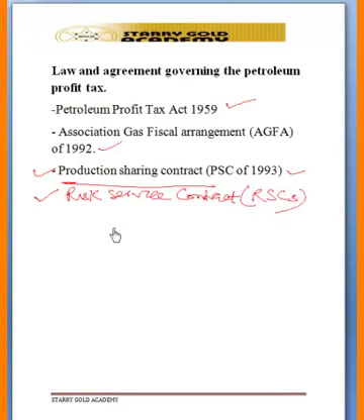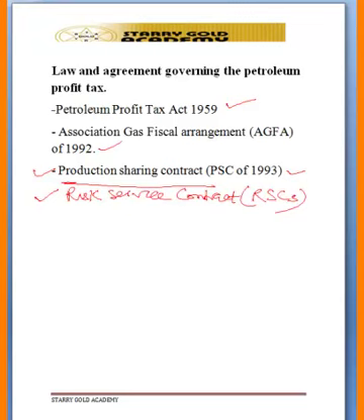For this service contract, we are looking at a situation that is called an operation or work contract, right? This contract usually has a duration that does not exceed 5 years, and it relates to a single block in the oil field.